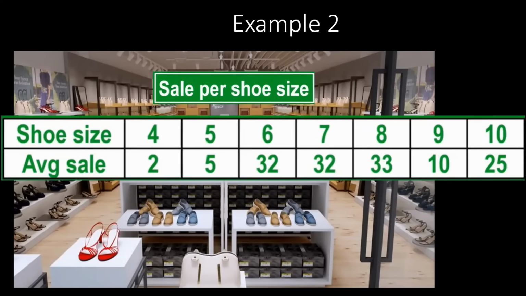Shoes come in various sizes. So I want to see how many sales you make per day for each shoe size. And then you create a table as shown on your screen. Here you see for shoe size 4, you sell only 2 per day, whereas for 6, 7, 8, you sell about 32 to 33. And then for 9 and 10, you sell about 10 and 25 respectively. So you can clearly see that shoe sizes 6, 7, 8 have higher sales, and your 5, 9 and 4 probably not so much.